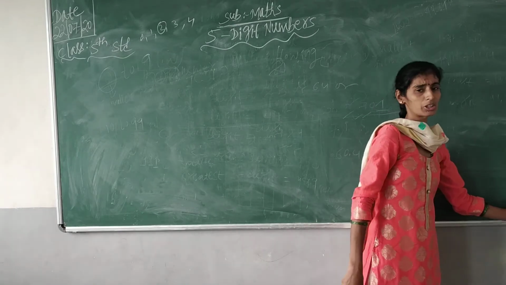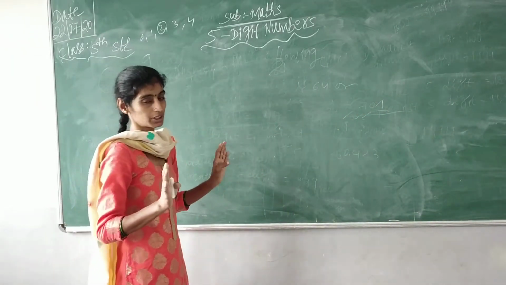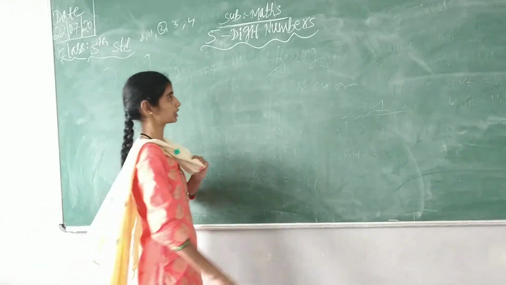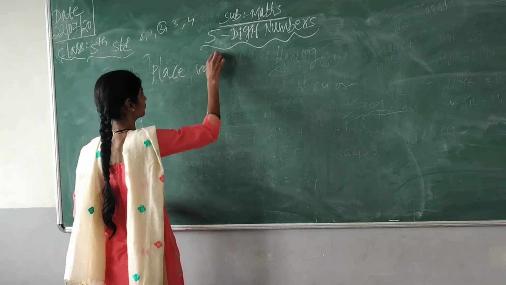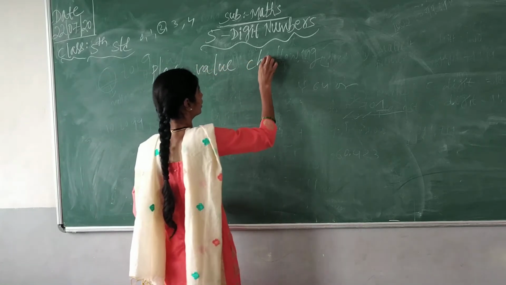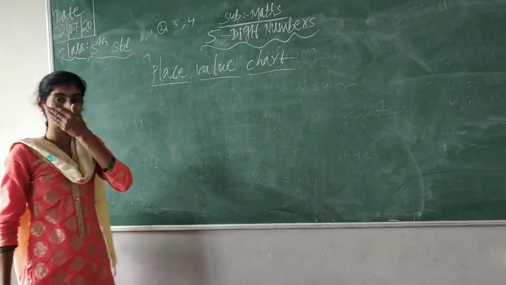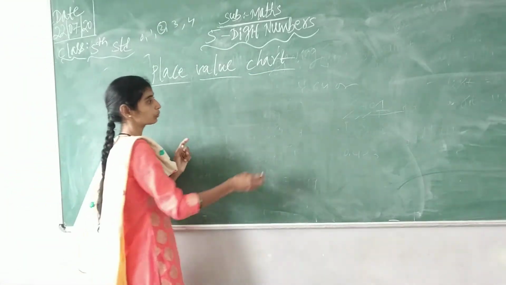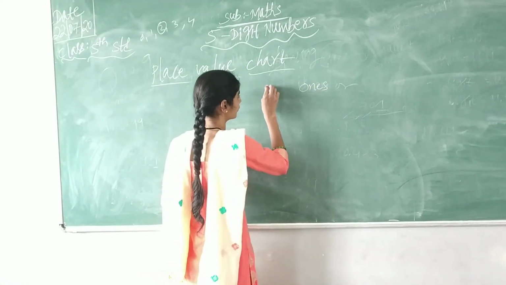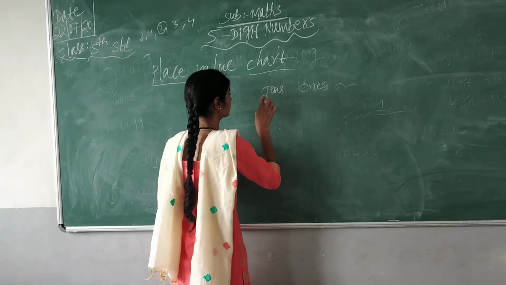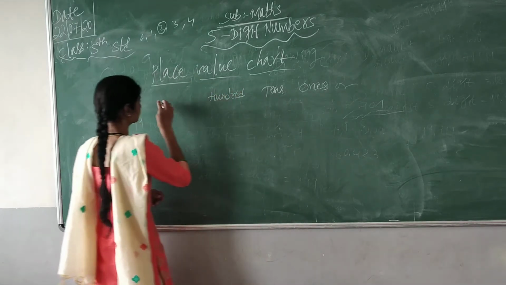I hope, children, in your 4th class, up to 4-digit numbers, you learned the place value chart. Yes or no? Have you learned? So what is the first place? Have you remembered anything, children? So our next topic is the place value chart. First we will see up to thousands, so up to 4-digit numbers. So ones, tens, hundreds, then thousands.